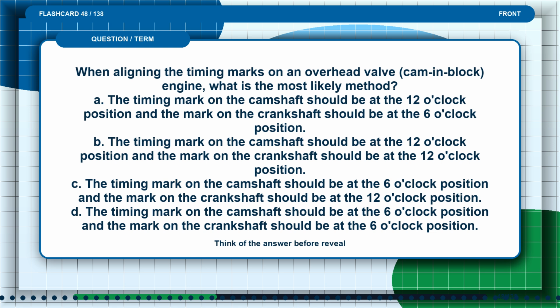C. The timing mark on the camshaft should be at the 6 o'clock position and the mark on the crankshaft should be at the 12 o'clock position. D. The timing mark on the camshaft should be at the 6 o'clock position and the mark on the crankshaft should be at the 6 o'clock position. Pause and think of the answer before the reveal.